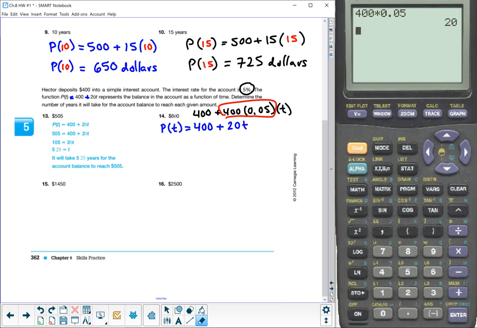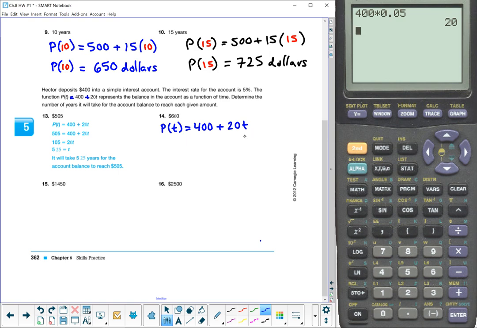I just want to make sure that we understand that all of that is the same thing, and we're not doing something different. It's just that we actually take the 400 and multiply it by 0.05, the interest. So what we want to find out is how long it would take to get to $600.